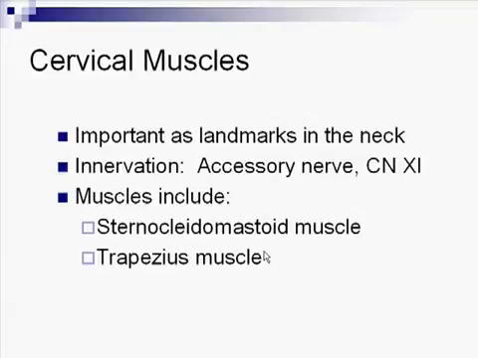Realize this is a lot to think about, but we also need to think about the cervical muscles. The SCM, the Sternocleidomastoid muscle, we've palpated that for the extraoral exam, and the Trapezius muscle. These cervical muscles are innervated by the accessory nerve, cranial nerve 11. Remember that the muscles of facial expression are innervated by cranial nerve number 7, the facial nerve.